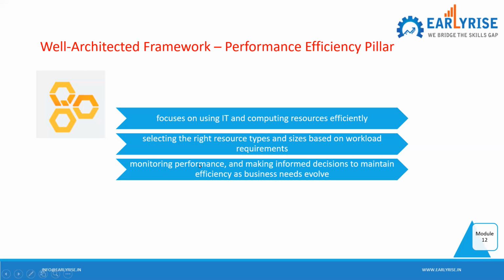Correct. Monitoring performance, making informed decisions to maintain efficiency as business needs evolve. Now you should be monitoring your performance. How will you come to know that you are giving a very good performance? You should monitor the utilization and the performance of your system, and make informed decisions. You should be aware before something breaks. You should know that your system is 75% utilized or 95% utilized, and tomorrow morning it might not work. So you should make proper arrangements, right?